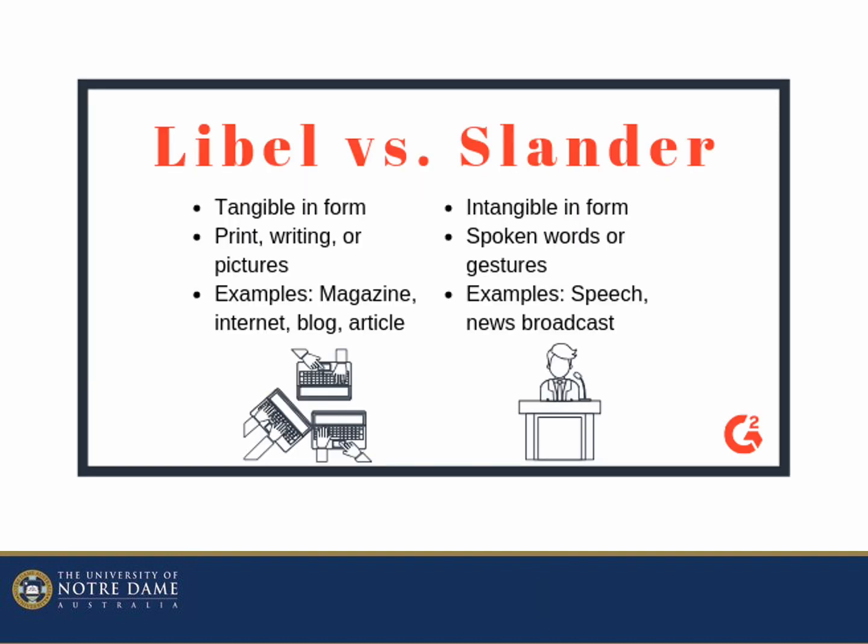There are two ways that defamation can be unpacked a little bit, and those are libel and slander, and they're effectively the two branches of defamation. Libel refers to defamation that occurs in print, and slander refers to defamation that occurs in speech, and you may have heard those two terms before.